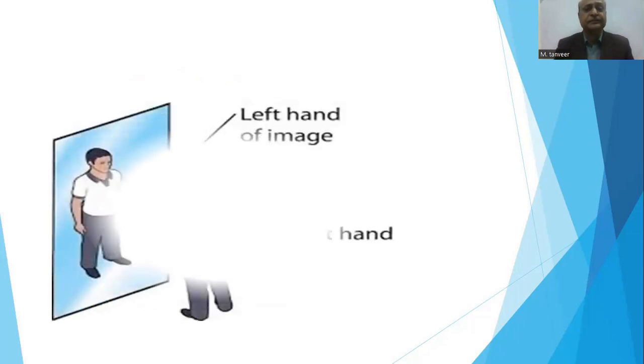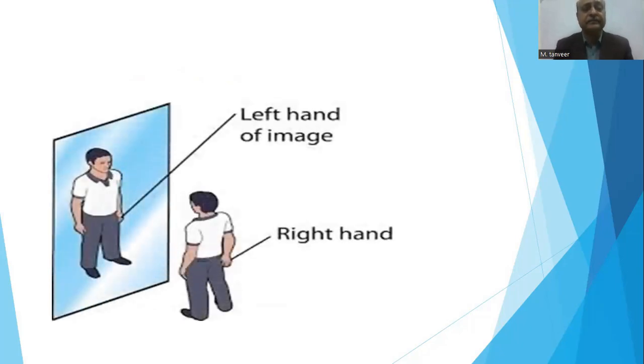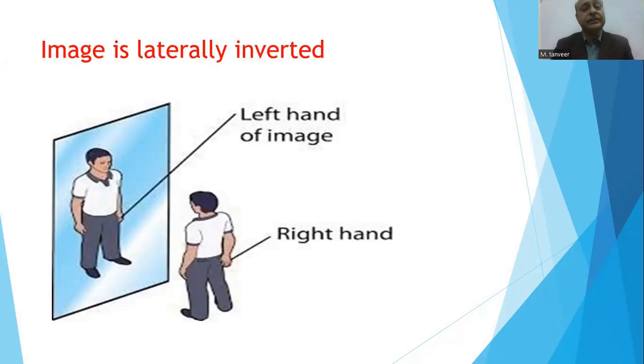Look at this picture. A man is standing in front of a plane mirror. Carefully look. His right hand is appearing as a left hand. He is facing towards the left, but the image is facing towards the right. This is called a laterally inverted image. When the left hand appears as a right hand and the right hand appears as a left, and he faces left while the image faces right, this is called a laterally inverted image. So a plane mirror always forms a laterally inverted image.